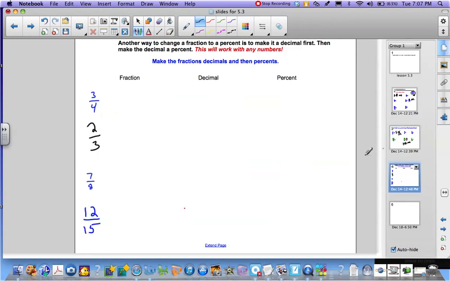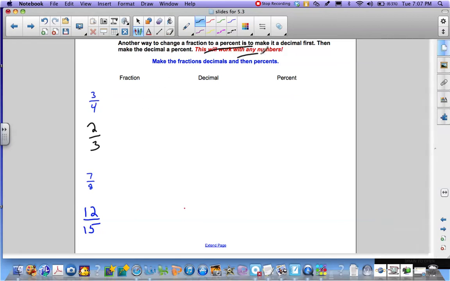Now sometimes neither one of those strategies will work. Let's take a number like 2/3. Okay, we've got an odd denominator here. It doesn't go evenly into 100. So here's a strategy that will work with any numbers. Okay, you can make the fraction a decimal. You can make any fraction a decimal by dividing the numerator by the denominator.